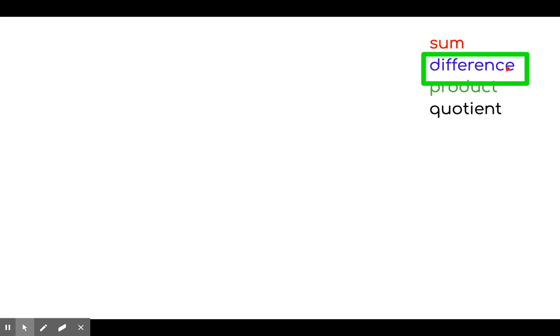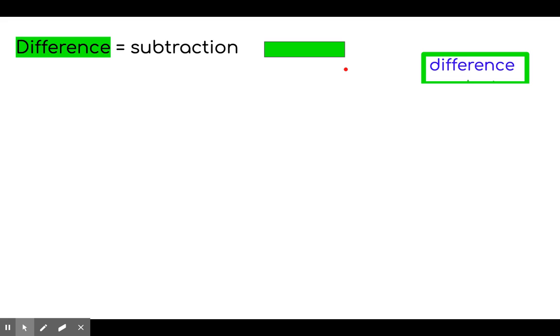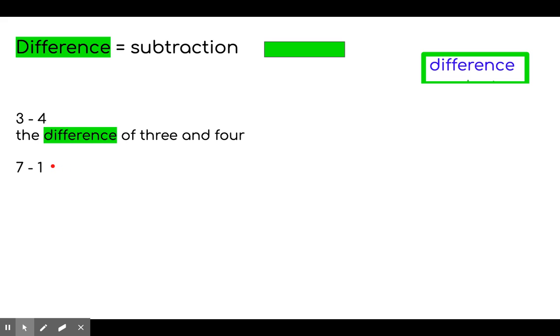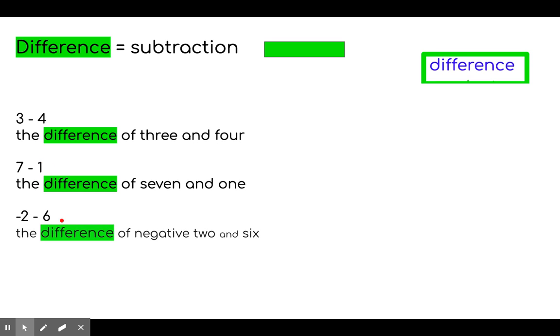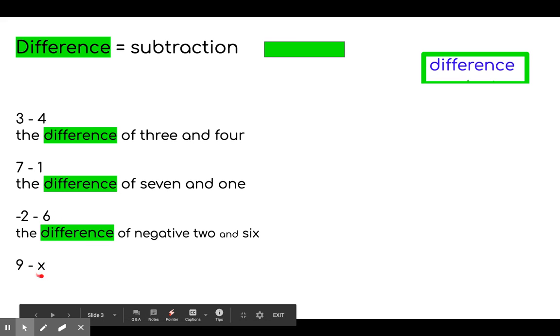The next one is difference. Difference means subtraction. The difference of 3 and 4. The difference of 7 and 1. The difference of negative 2 and 6. Here's something new. We have a letter. The difference of 9 and a number.